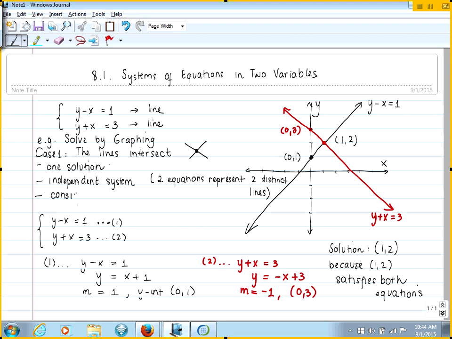Later on, there will be dependent systems. Now, also, we say that the system is consistent. Why do we call it consistent? Because it has at least 1 solution. Oh, I am sorry. It has at least 1 solution. So goes here. It has at least 1 solution. That's why it is consistent.